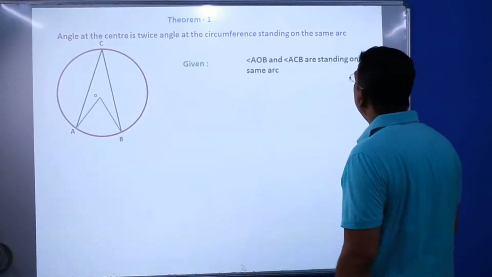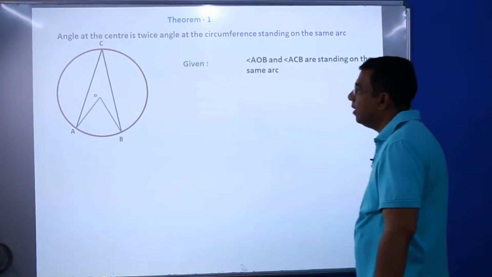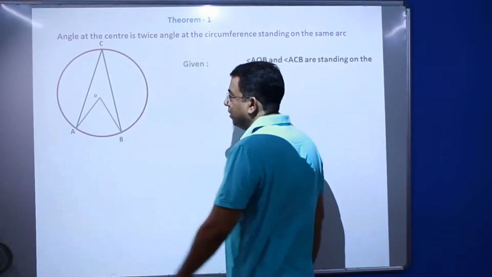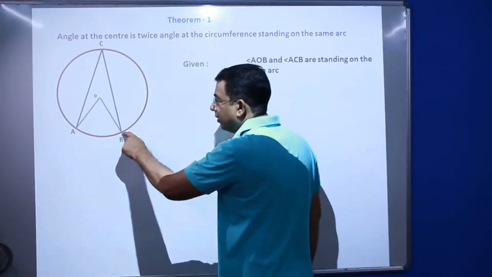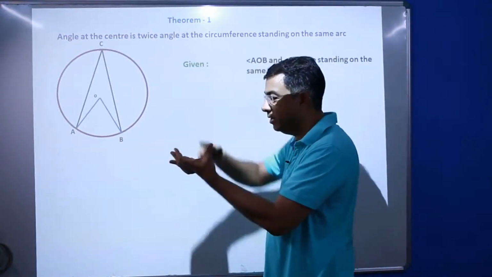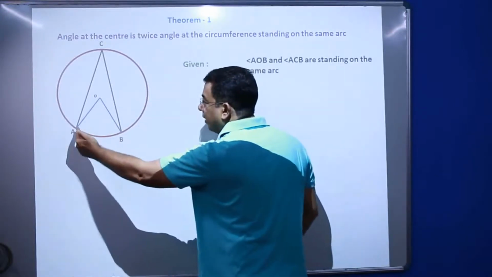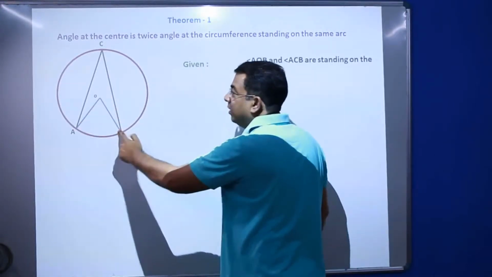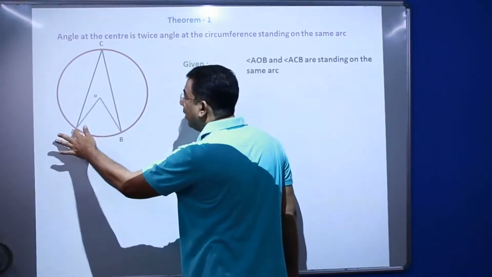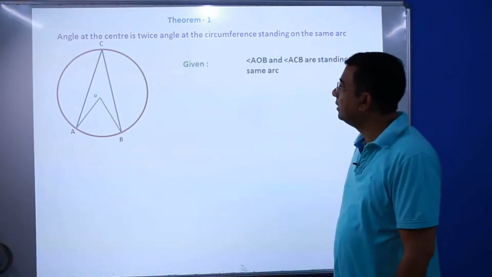Given angle AOB and ACB are standing on the same arc. Now look at the circle. This is the circle. This is the center. This is the arc we are talking about. What is an arc? Arc is a small portion of the entire circumference. So this is the arc. Now on this arc you have angle AOB, the angle at the center, and standing on the same arc you have angle ACB. So how these two angles are related?